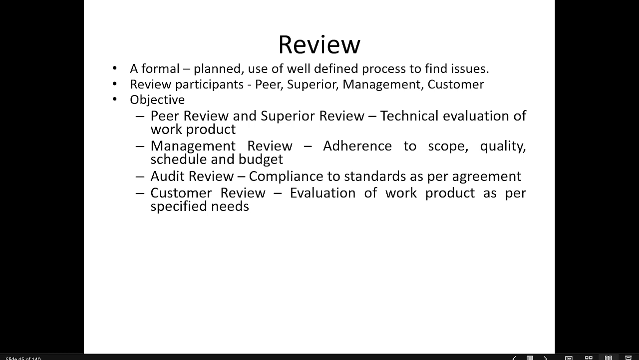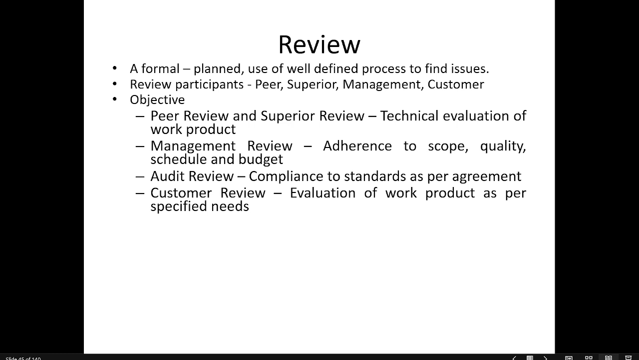Third, audit review, compliance to the standards as per agreement. I hope guys you remember, in the characteristics, component and application, we have seen this particular part, compliance. That means if the project is getting developed in India or in the US or wherever in the world, there have to be some compliance requirements which are imposed on the development team, or rather on the project team. So is this particular development in accordance with those particular compliance requirements or standards or not? This is being reviewed by an auditor. That review is called audit review.